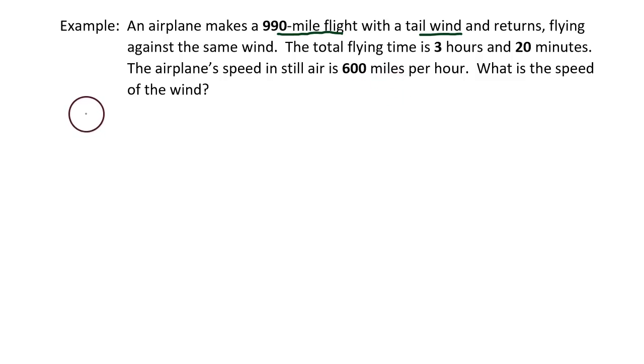We're asked for the speed of the wind, so it makes sense to choose a variable to represent that. How about the letter W? Next, let's try to represent the facts from the problem using the variable W in some way. The first sentence talks about the airplane flying with the tailwind and against the tailwind. When an airplane has a tailwind, it can fly faster. When it's flying against the wind, it has a slower speed.